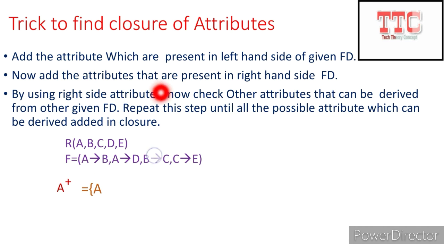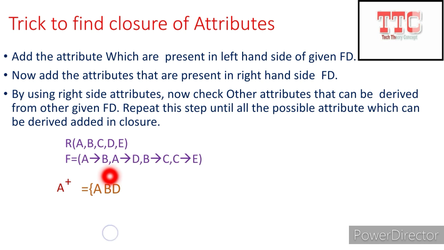Now we will add the attributes that are present on the right hand side of this attribute. So here we will check how many functional dependencies start from A. Here we can find two functional dependencies, that is A determine B and A determine D. Now we will check which attributes are present on the right hand side, that is B and D. So we will add B and D in the closure. That is the second step. Now add the attributes that are present on the right hand side of the functional dependency.